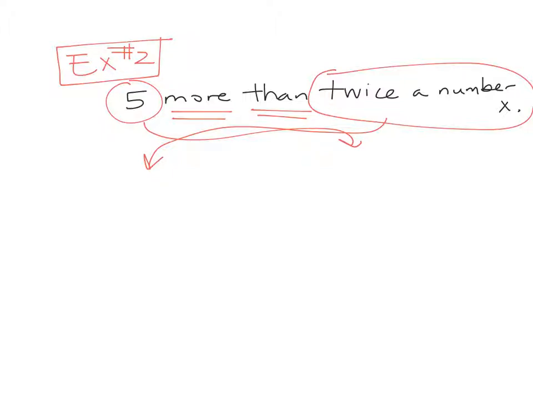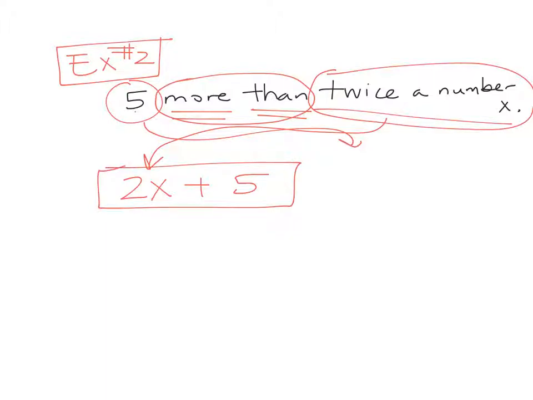So twice a number x, how do you write that? 2x, right? So twice a number x is 2x. What is more than? Adding, so plus, and then the 5 goes at the end. So 2x plus 5 is 5 more than twice a number x. Does that make sense? So more than flips them, less than would flip them also, and then you put in what you have from there.